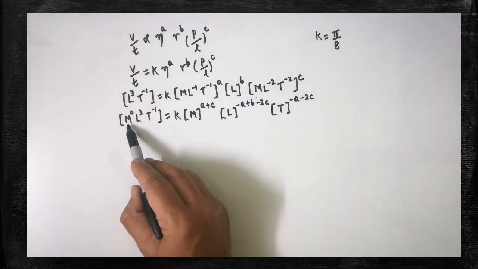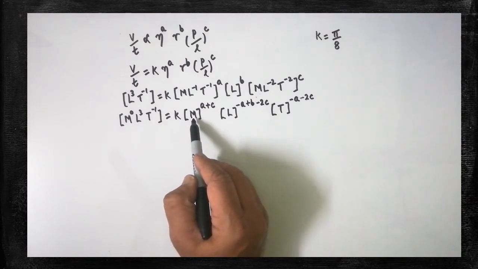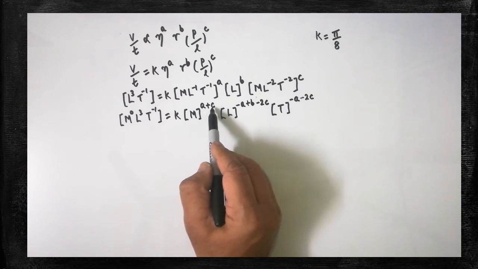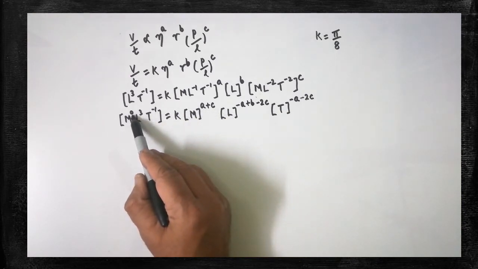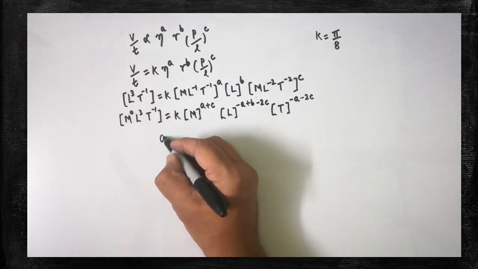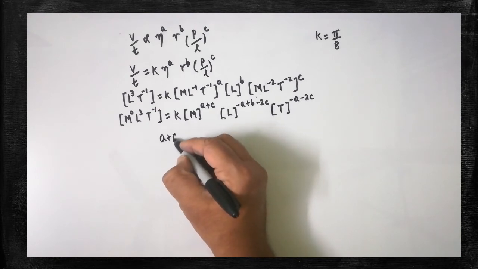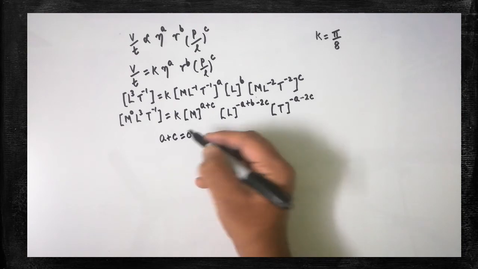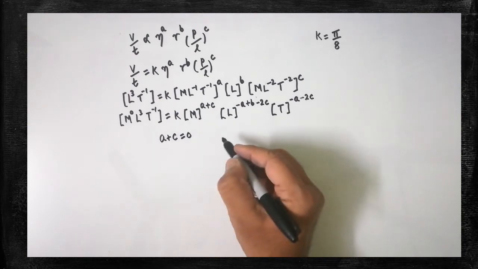We have to compare the power of M in LHS and the power of M in RHS. You compare which factor is here: a plus c. That could be equated with this 0. Therefore, we can write a plus c equal to 0. Now we have got one of the equations.